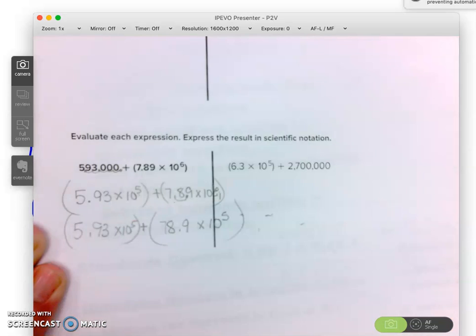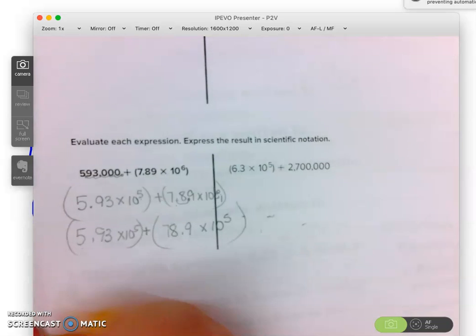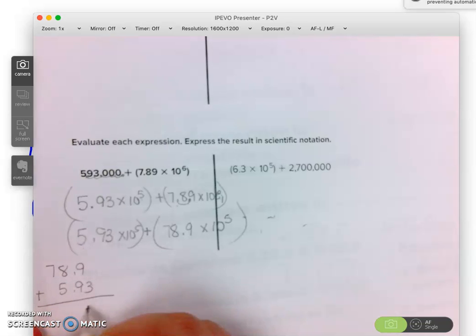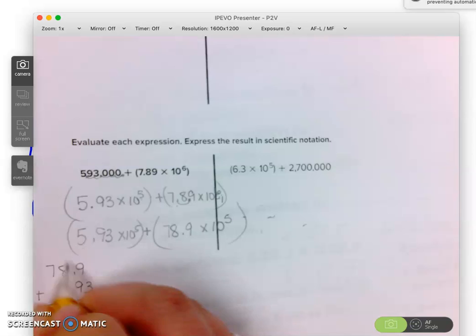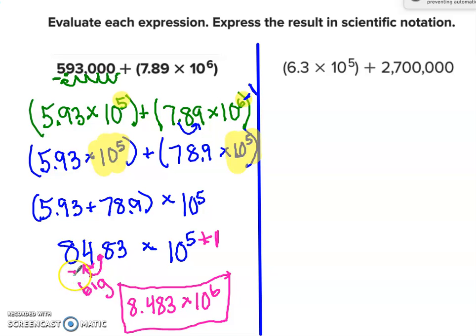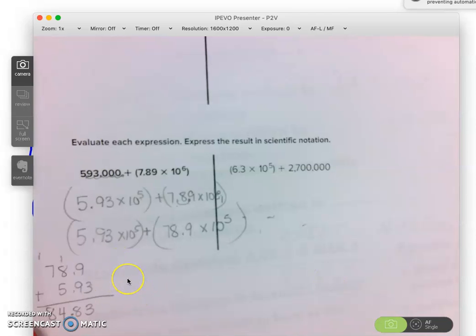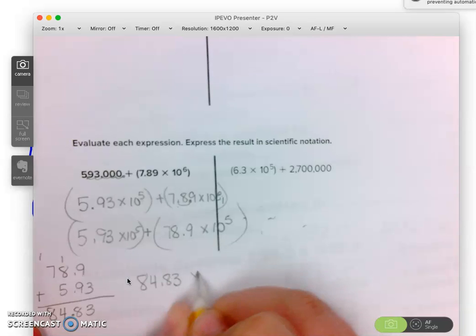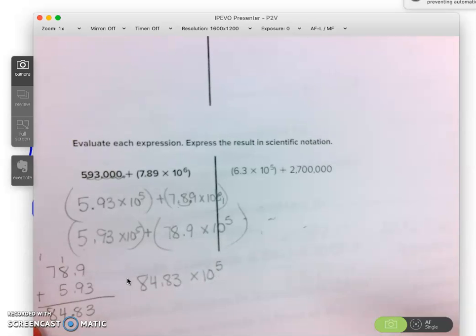Okay. Then I'm going to add these two numbers. So 78.9 plus 5.93. 9, 6, 14, 8. I'm going to double check my math. 84.83. Now, this would be 84.83 times 10 to the 5th power.